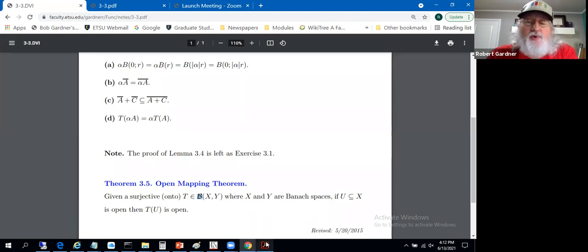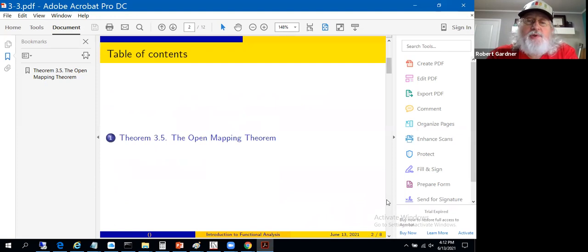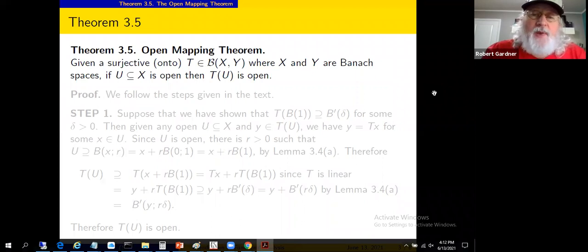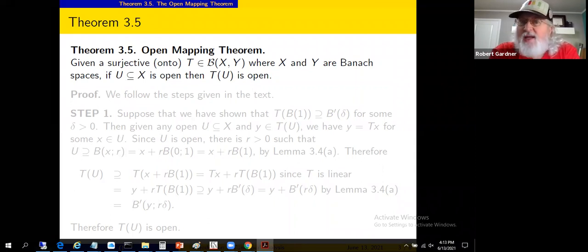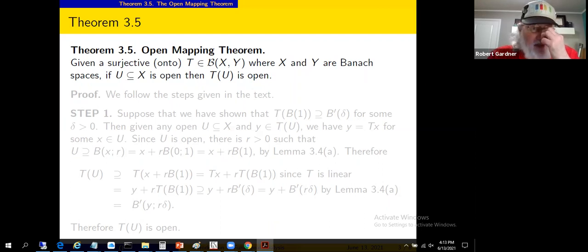So let's go through the proof with an eye towards using all of those hypotheses. We'll keep an eye on where surjective, onto, is used, and where bounded is used. Linear will be used throughout whenever we use that lemma, which required linearity, so the linear is not a surprise. Boundedness, we'll keep an eye on where we use that. And we'll see where the hypothesis that both of these are Banach spaces is used. So the claim is open sets transform to open sets under bounded linear transformations which are surjective.